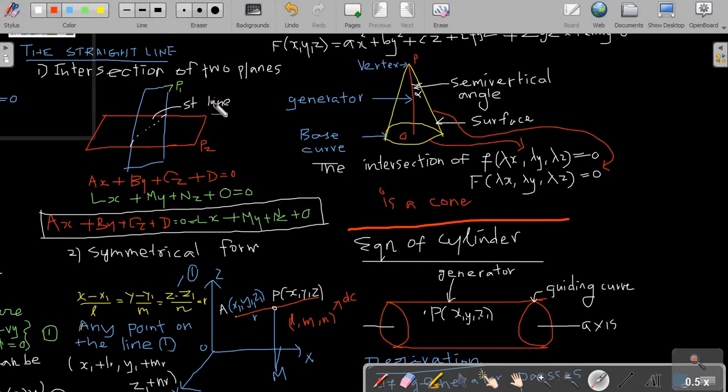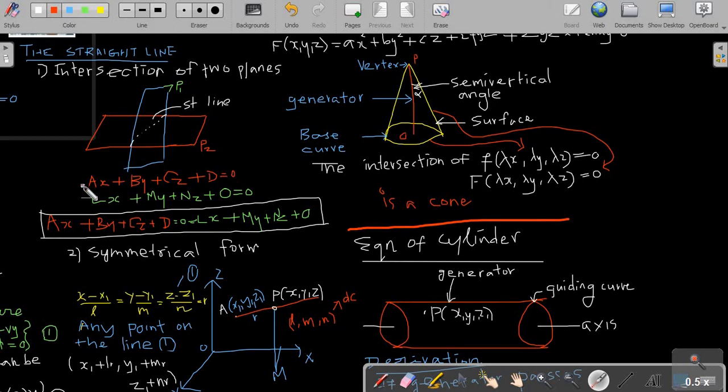Definitely there is no doubt at all. Am I correct? This dotted line will give you a straight line. So a straight line can be obtained by the intersection of two planes.